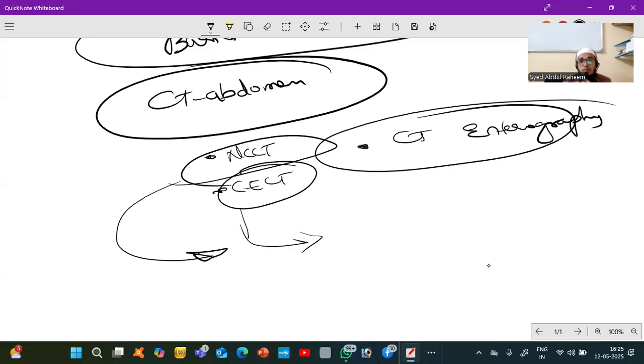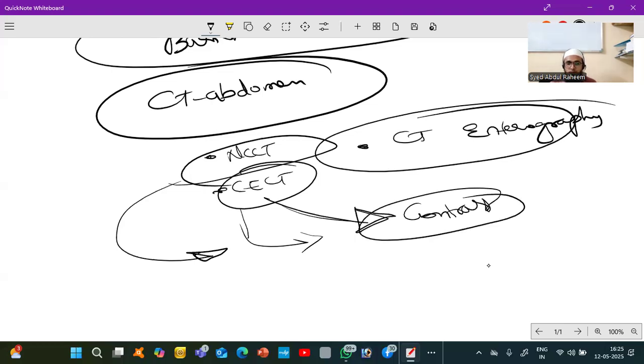infection, tumor, cyst, all like in the pelvic region, tumor, fibroid, everything you can see with the help of CECT, with the help of contrast. With the help of contrast, you have to select CECT. Okay, CECT is the best for all types of tumor, inflammation, bowel inflammation, small intestine, large intestine, etc.